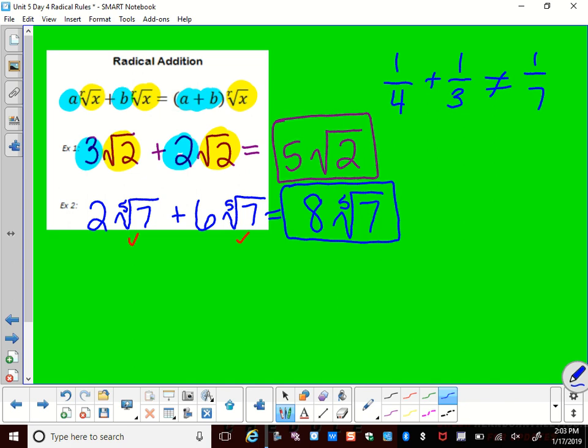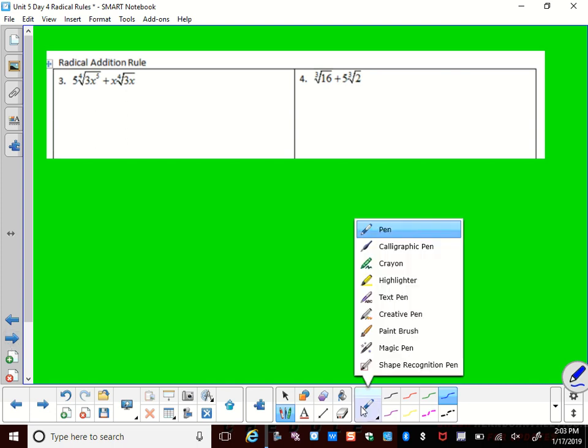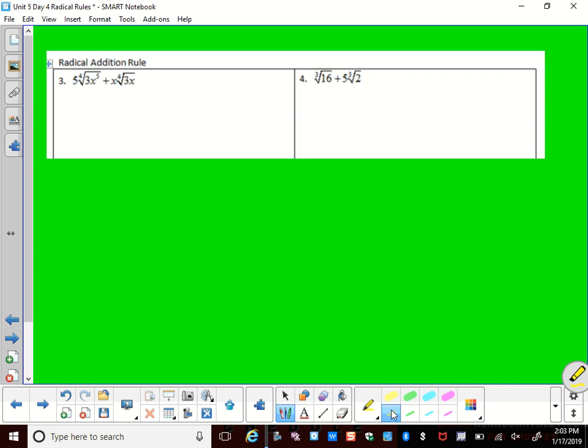Okay. Let's go to our packet. Numbers 3 and 4. All right. Throw you a little curveball here. Are my radicals matching? No, they are not. So this goes back to what we already did in the past. We need to simplify this first radical. Okay? They're not matching.